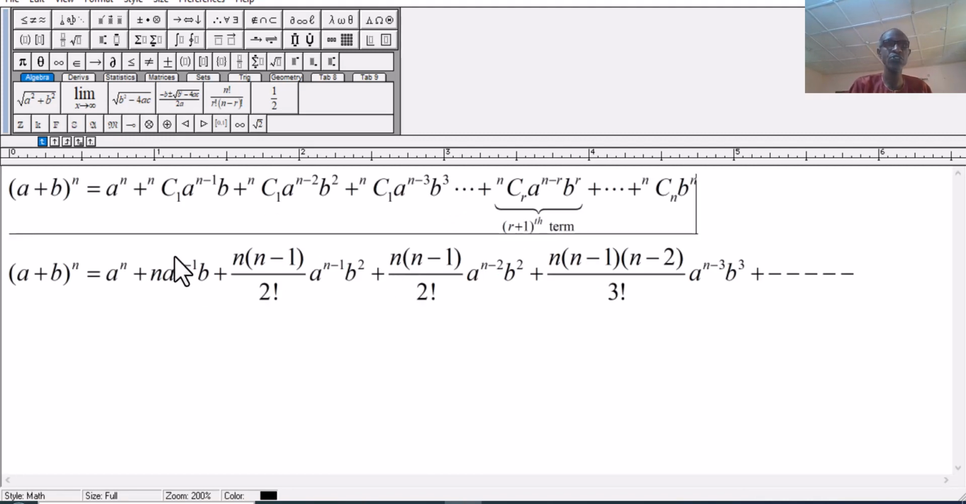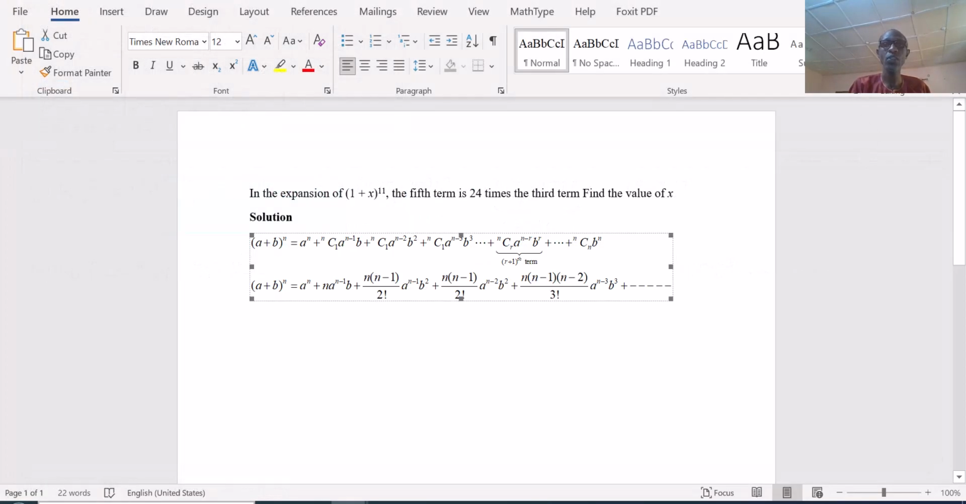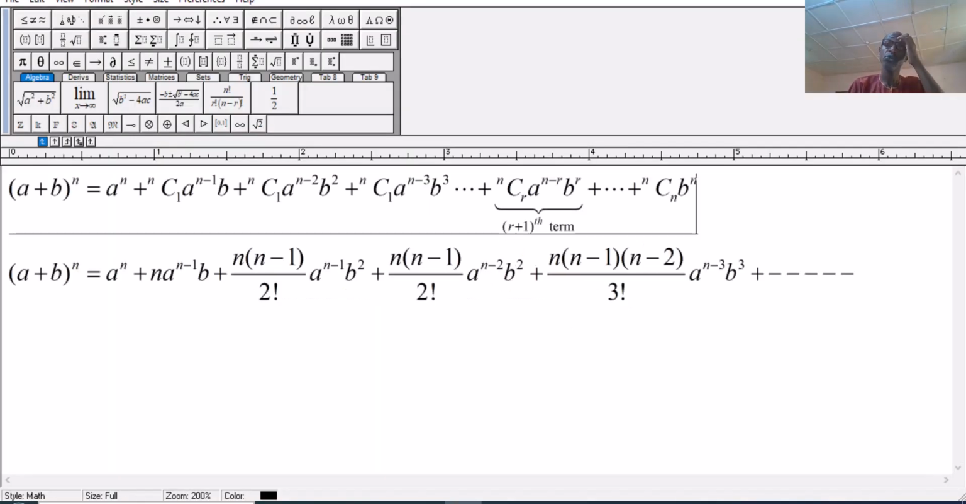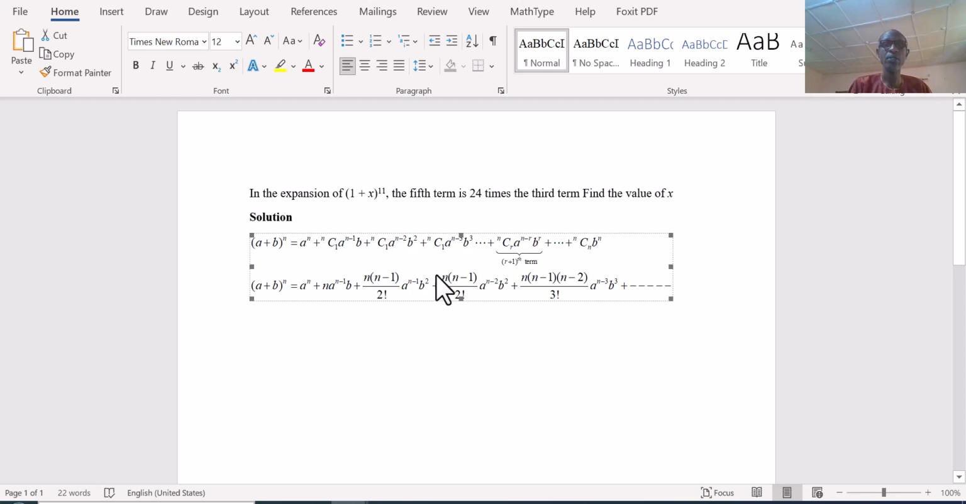the expansion with this one. It's easier for us to start with this upper one. So let's start.